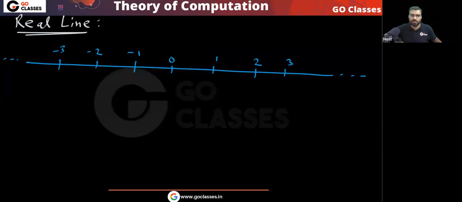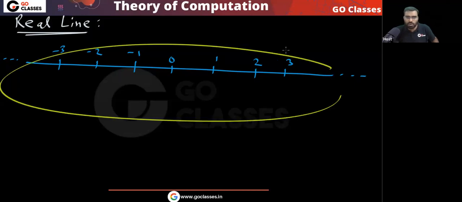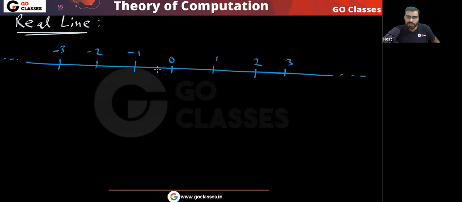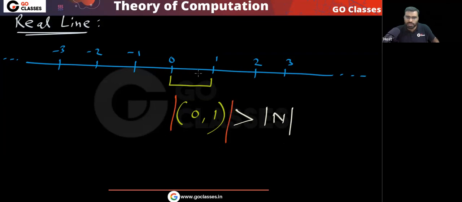Let me tell you one interesting thing: forget about all the real numbers. Of course, all the real numbers are there, but forget about them. If you just look at this range, the real numbers between 0 and 1, this range itself is much bigger than the size of natural numbers. Is this clear?